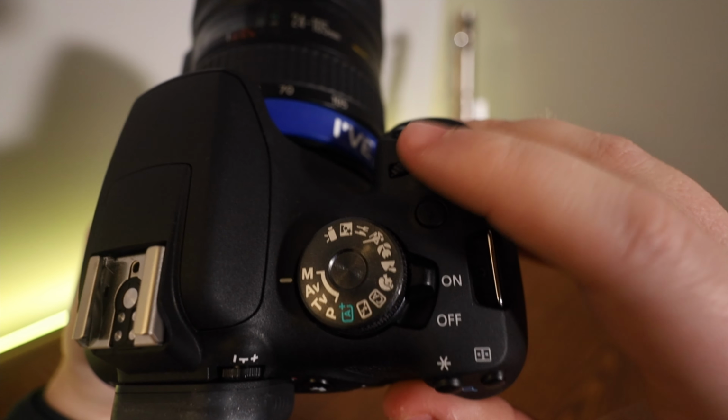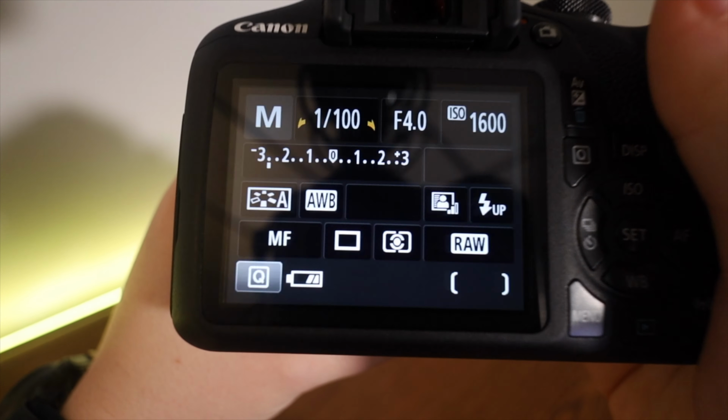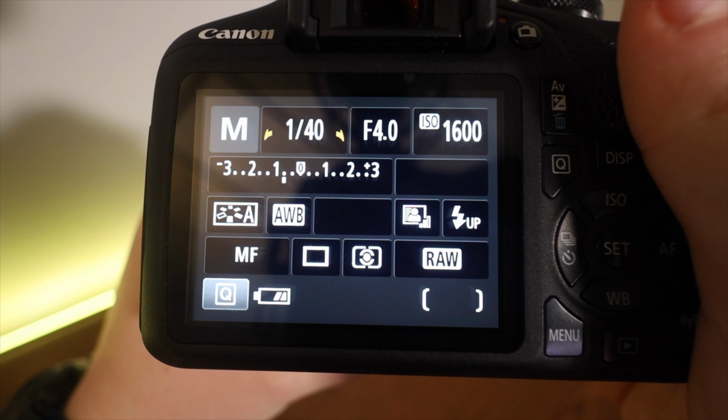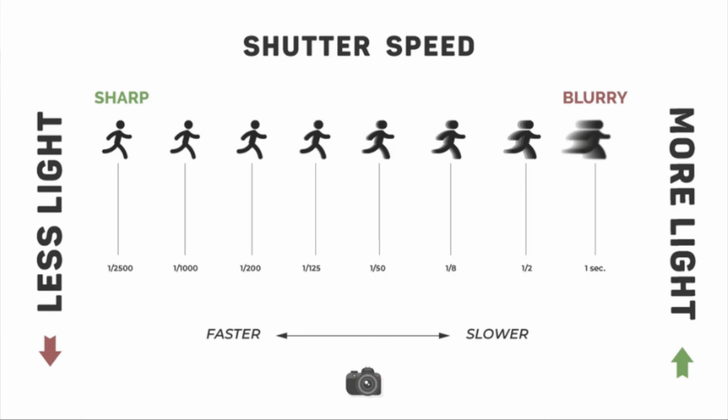Next, let's go over shutter speed. Shutter speed controls how long your camera's sensor is exposed to the light. So a faster shutter speed, like 1/1000th of a second, freezes motion. This is perfect for sports or action shots or maybe even a bird. A slower shutter speed, like 1/30th of a second, lets more light in but introduces more motion blur.